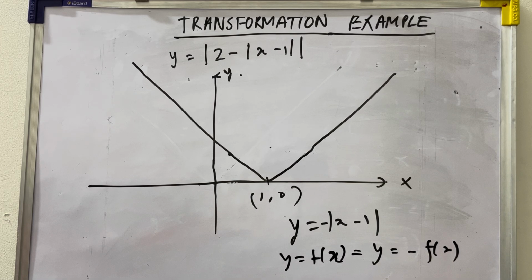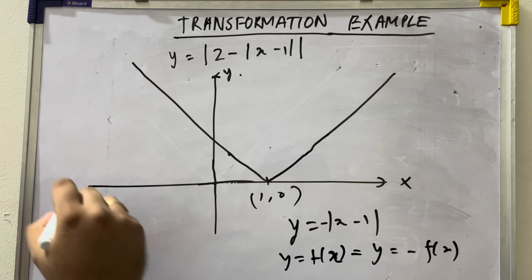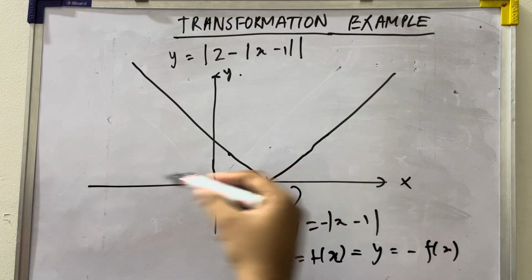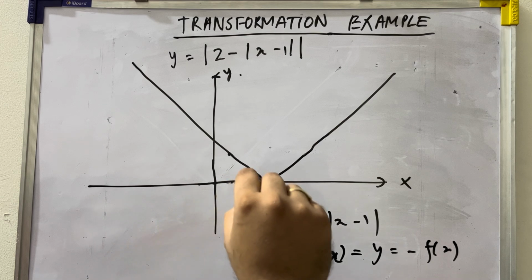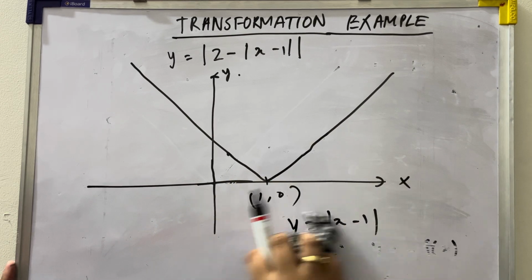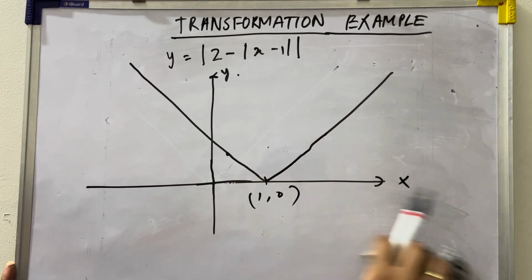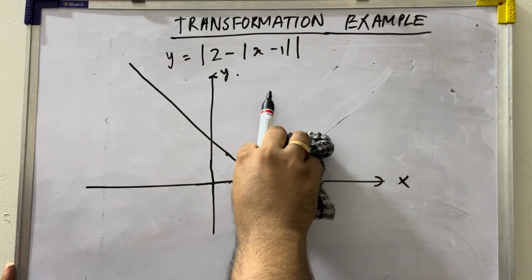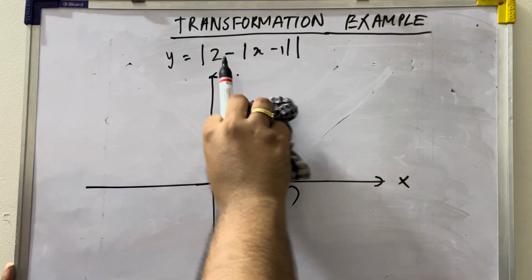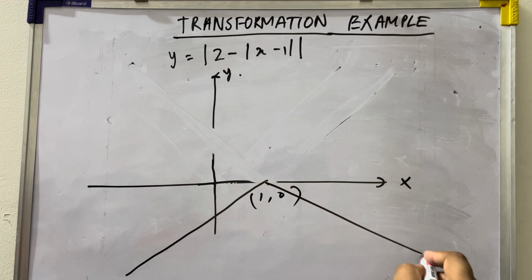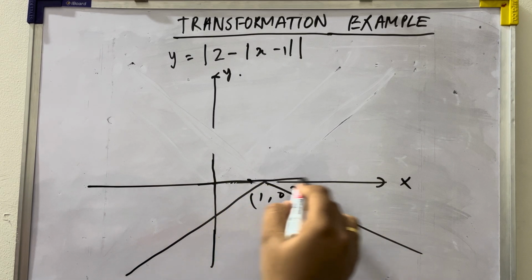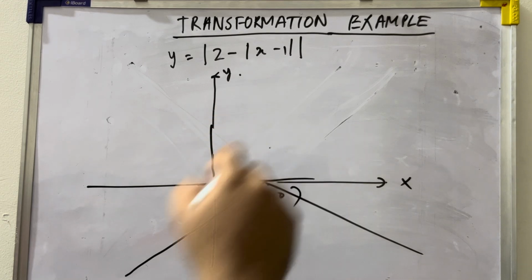y is equal to minus f(x). So what do you do in that case? Take the mirror image of the graph along the x-axis. So the graph will look something like this. Very simple. Let me omit this part, and let me omit this part also for you all. So this becomes the new graph, the mirror image of that one.